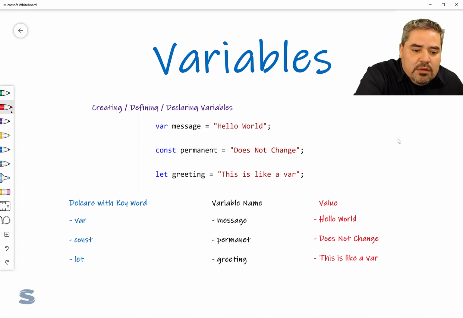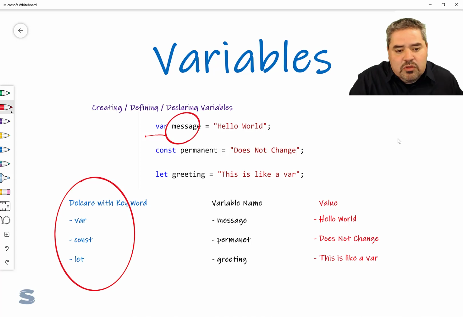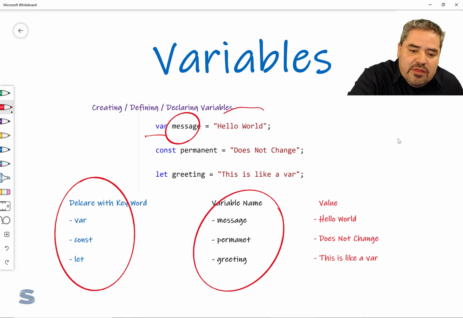So we need the keyword var, right? So this is what we're talking about, the keywords. The next thing that we need is a name. So the name here is message. And again, here's the list of names that I have in my examples. And then we need the value.